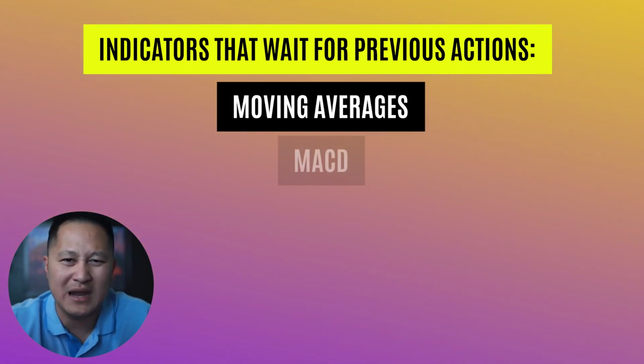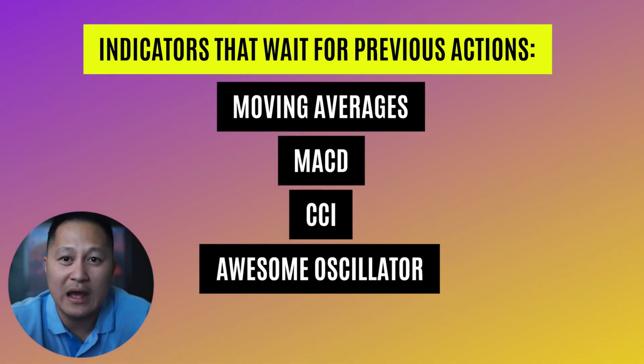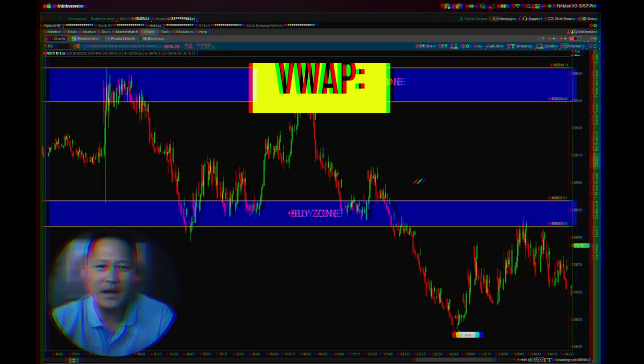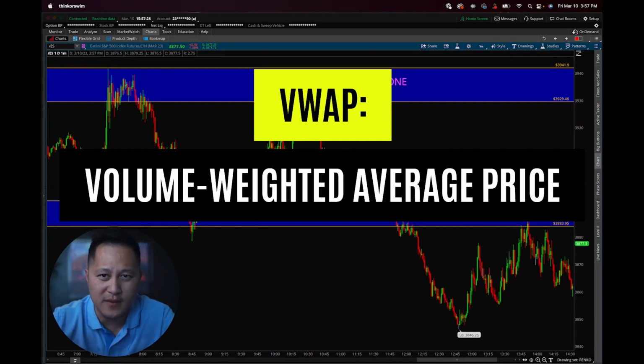Moving averages, MACD, CCI, and the awesome oscillator are examples of indicators that wait for the previous actions on the charts to be calculated. But not to worry, there's one indicator that's considered volume-based, and it's the indicator I'm so excited to share with you today. It's called VWAP, or the volume weighted average price.